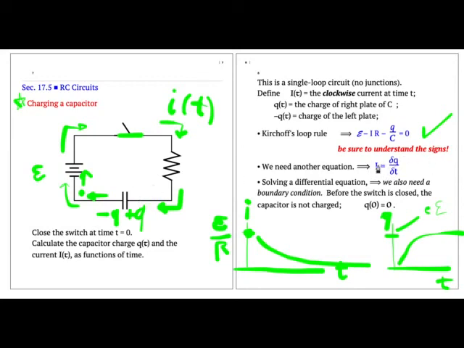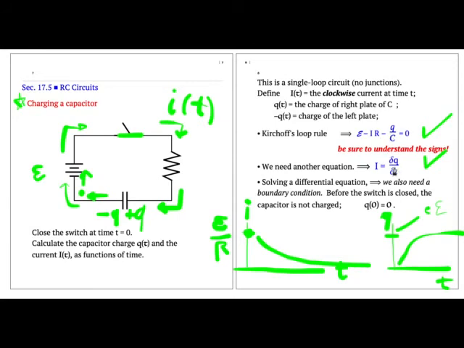So delta Q is I delta T. I is delta Q over delta T. Now we have two equations with two unknowns. But one of them is a differential equation. When there's a differential equation, we also need a boundary condition, because this really only tells me how things are changing in time.